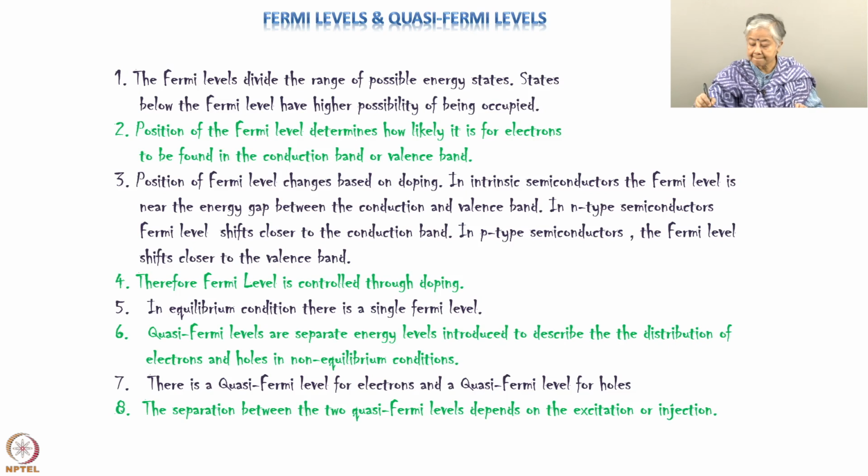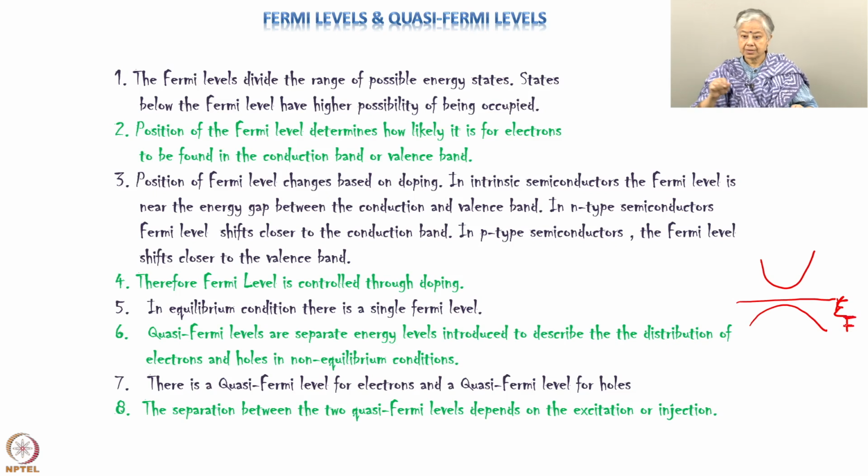So, it means like this. This is my conduction band, this is my valence band, and this is the Fermi level. Okay. This is my Fermi level. It is exactly in the center of that energy gap, in case of intrinsic. Now, what happens in case of N-type and P-type? Okay. There is a shift in this energy level.